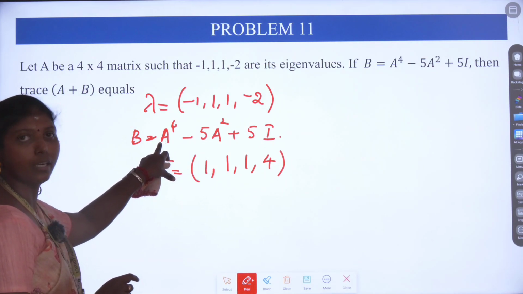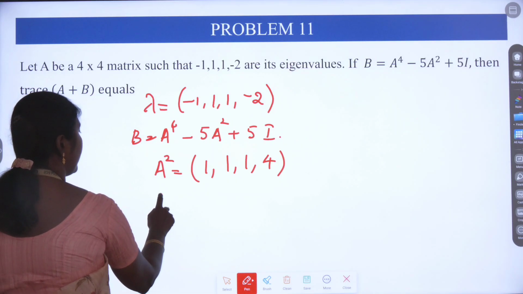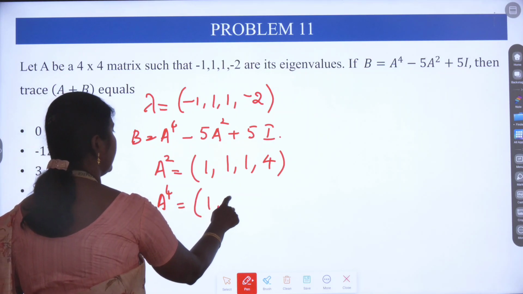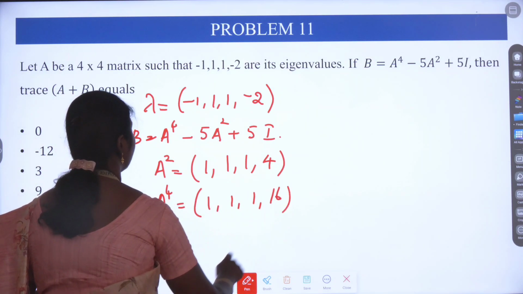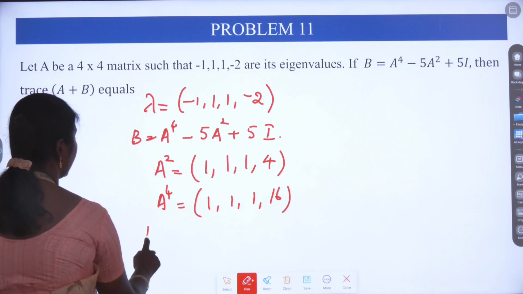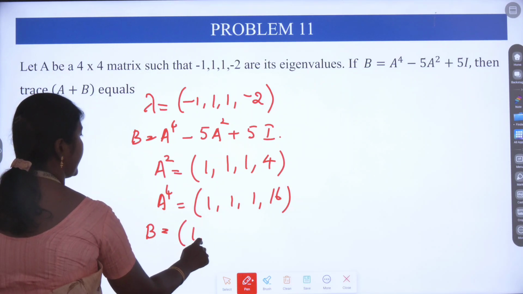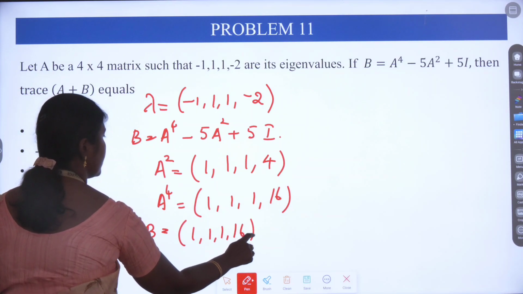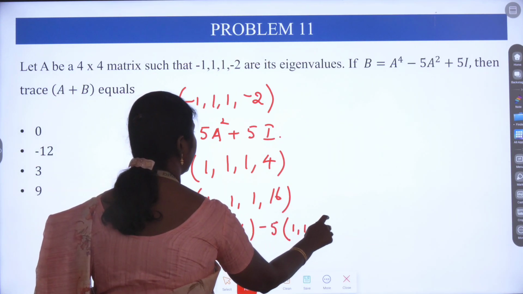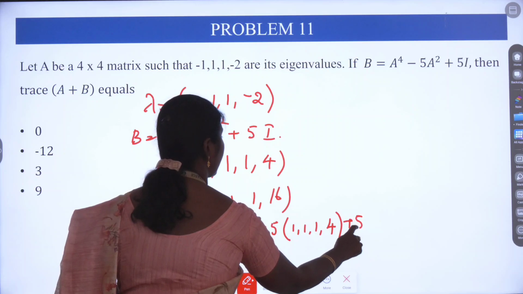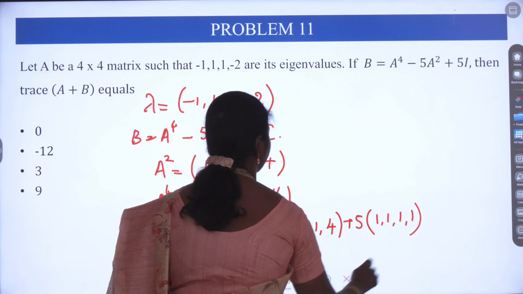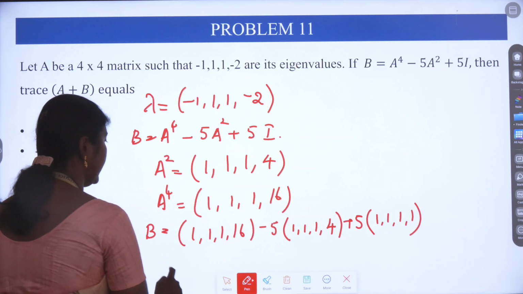Next we need to find A power 4. A power 4 is again the square of the A square eigenvalues, which is 1, 1, 1, 16. These are the eigenvalues of A power 4. Now substitute in B. B equal to 1, 1, 1, 16, minus 5 times the A square eigenvalues, that is 1, 1, 1 and 4, plus 5 times the identity matrix eigenvalues, which is 1, 1, 1, 1. Now we need to compute each entry.